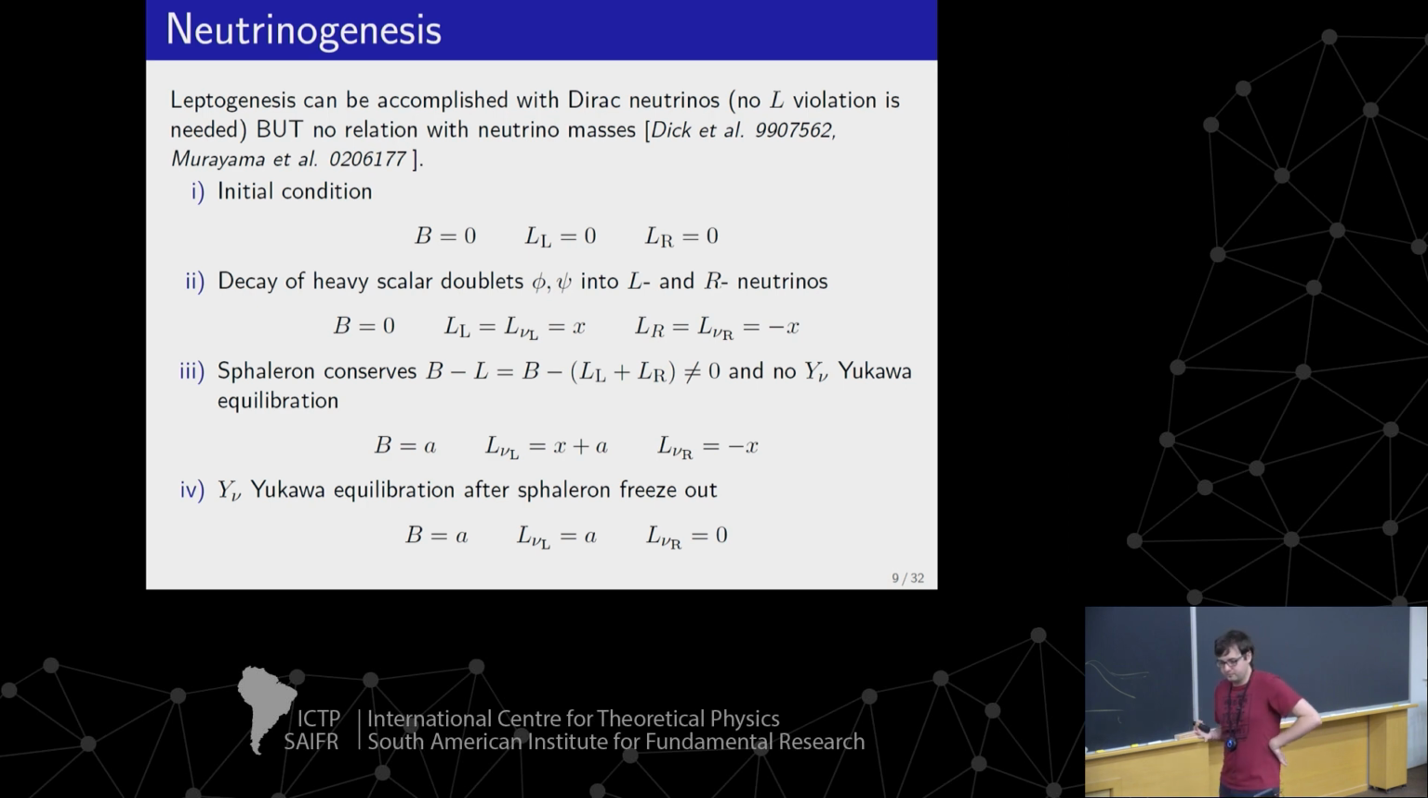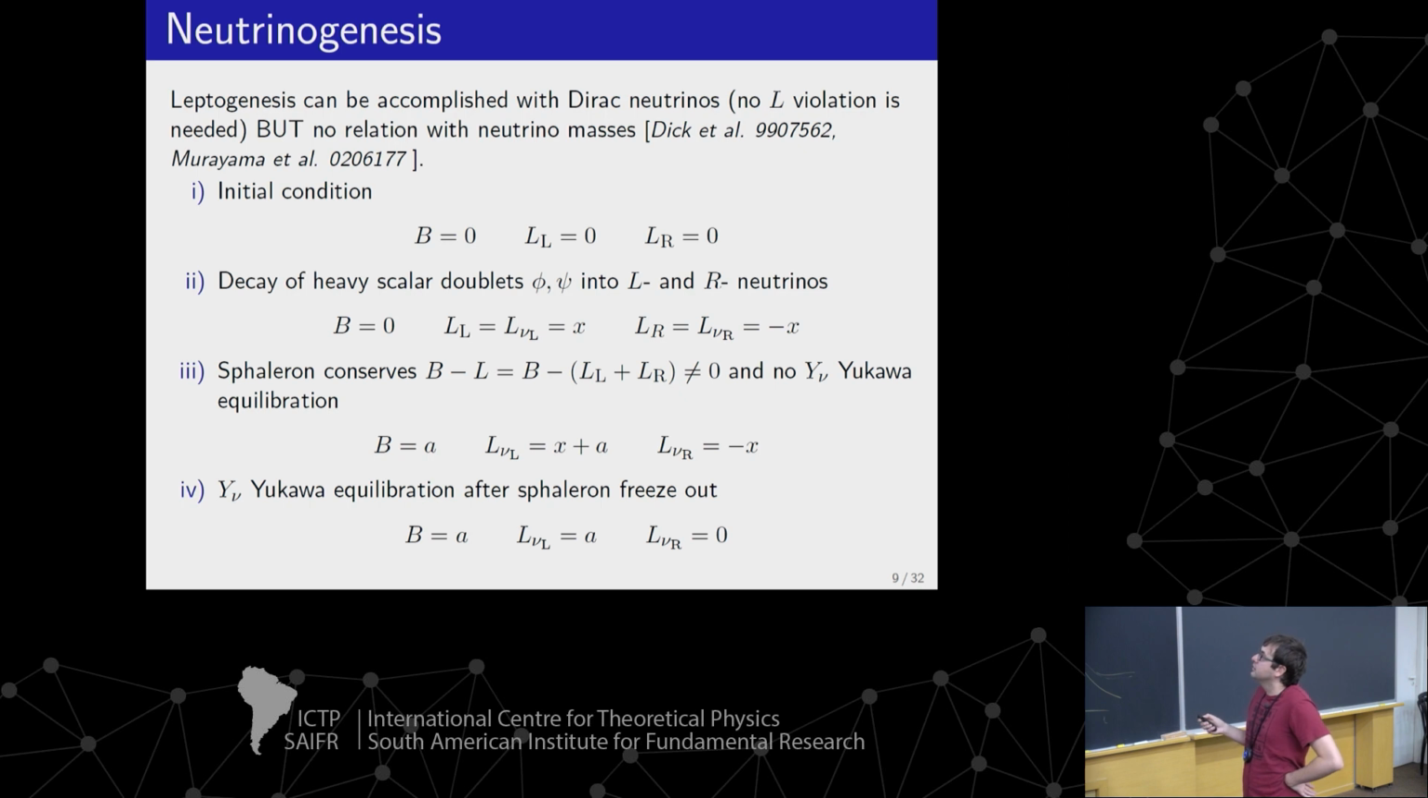Then people have thought about having leptogenesis without violating lepton number. So leptogenesis can be accomplished with Dirac neutrinos, so no lepton violation is needed. But in this case, naively, there is no relation with neutrino masses because you don't have the seesaw mechanism. This was the first paper of Dick in 1999, and then Murayama tried to find a relation, not with the neutrino mass, but with the SUSY breaking scale in this paper.